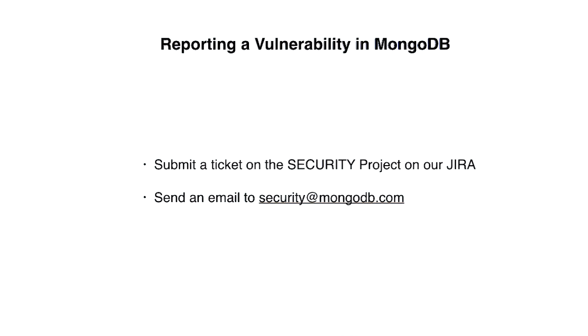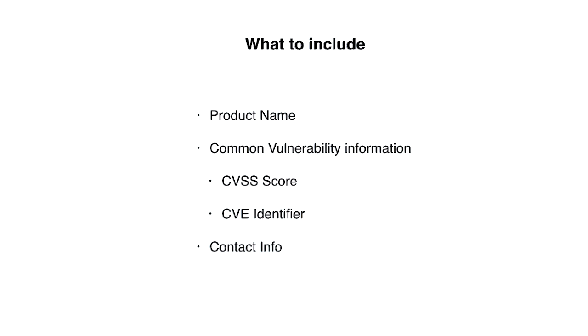We've tried to make reporting a vulnerability as easy as possible. There are two ways to report a potential MongoDB vulnerability. The first way, which is the recommended notification method, is to submit a ticket to the security project on our Jira. The second way is to simply send an email to security@mongodb.com. If you'd like to encrypt your message, you can use our PGP public key encryption, which will be linked below the video. All vulnerability reports will be responded to within 48 hours.